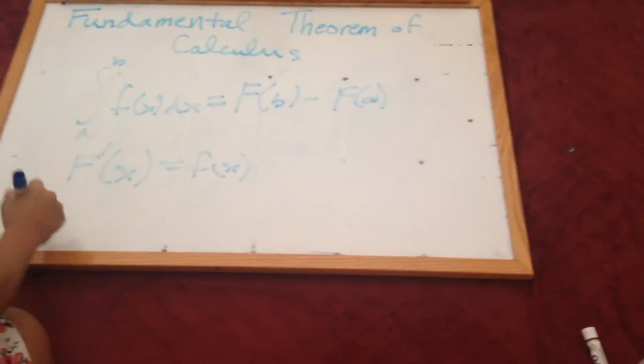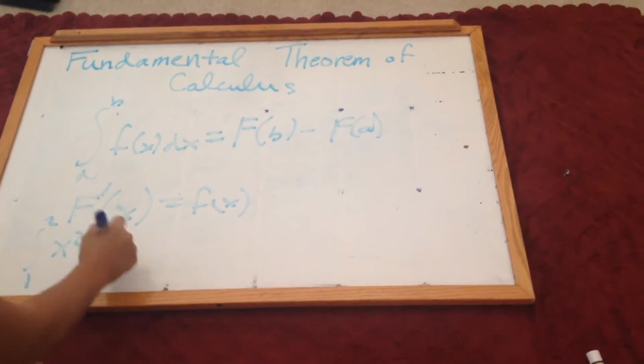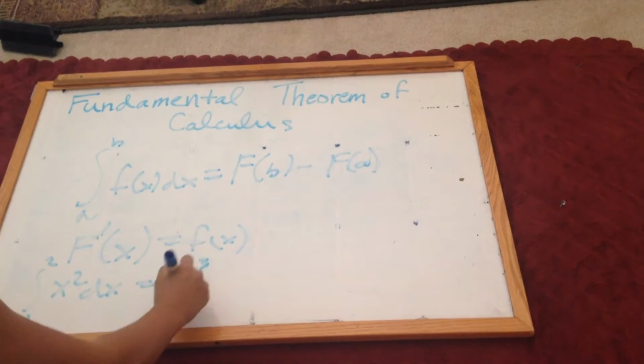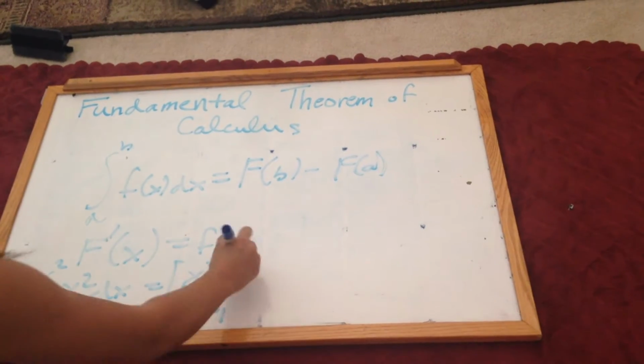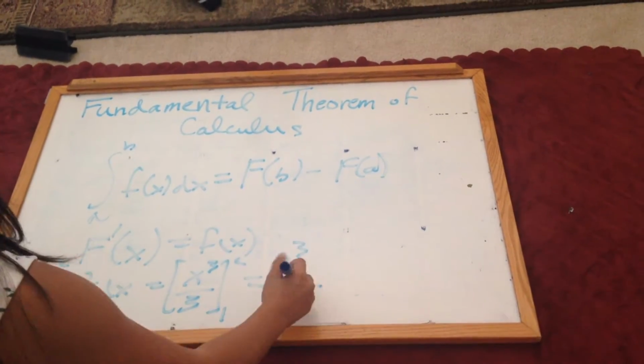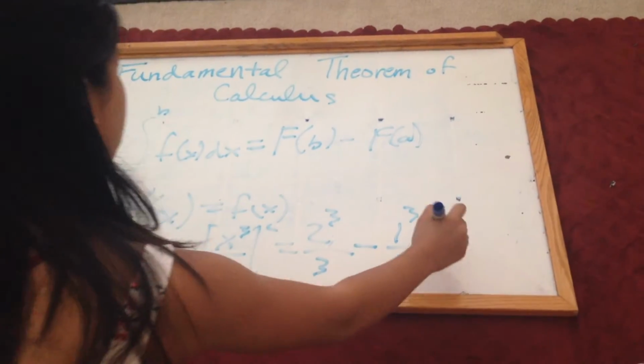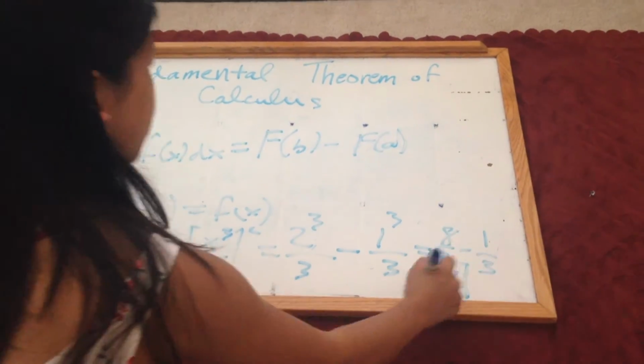An example would be the integral from 1 to 2 of x squared dx, which will be equal to the antiderivative, x cubed over 3, evaluated from 1 to 2, which equals 2 cubed over 3 minus 1 cubed over 3, which is 7 over 3.